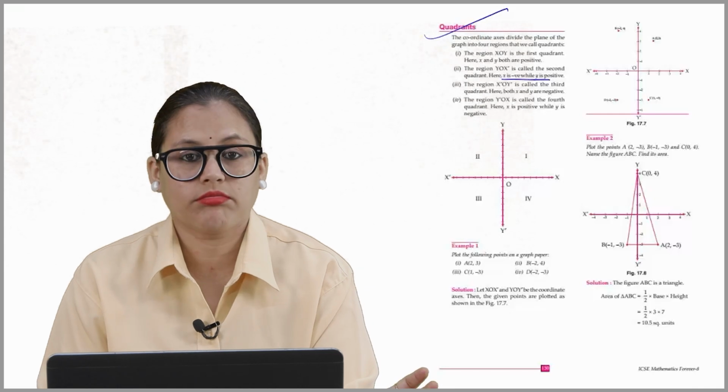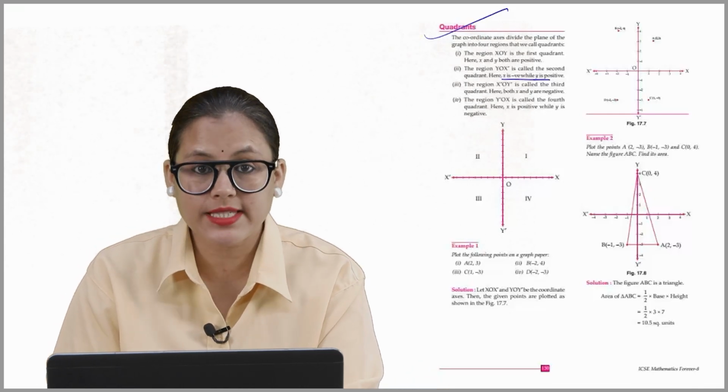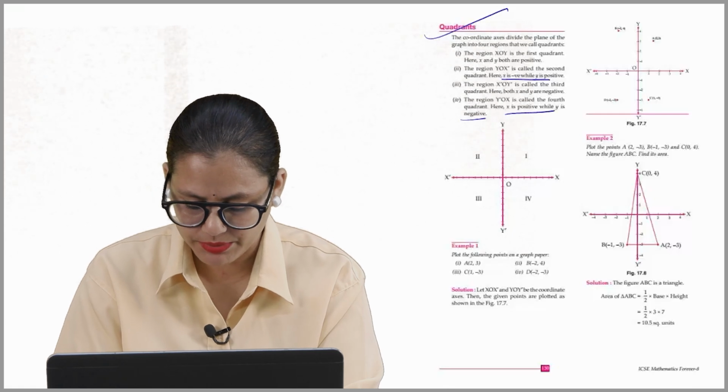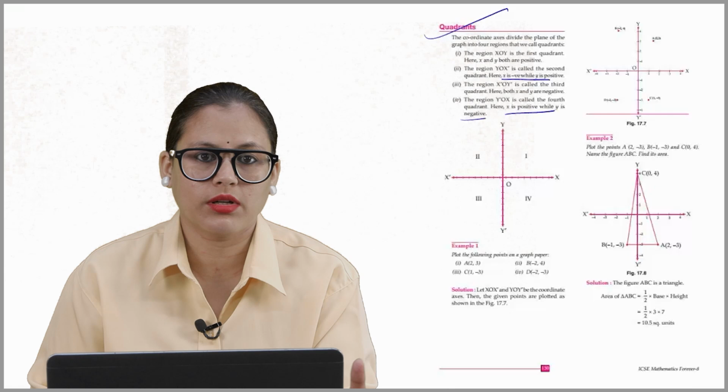The region Y'OX means this region is called the fourth quadrant. Here x is positive while y is negative. Remember that, okay? So example 1 is we have to plot the points on a graph paper.